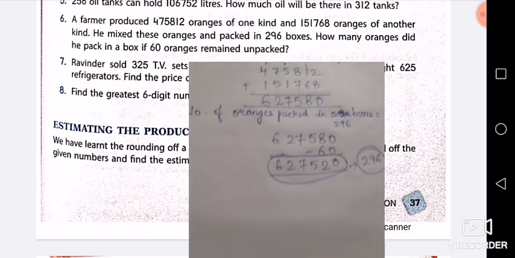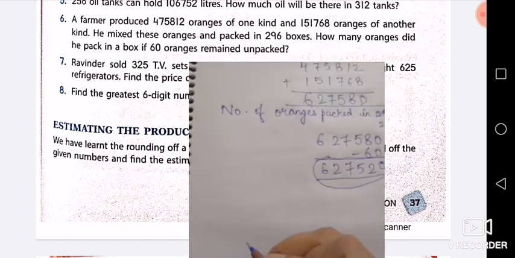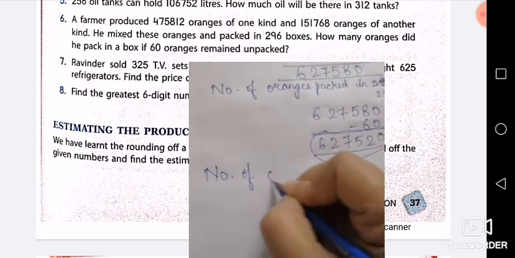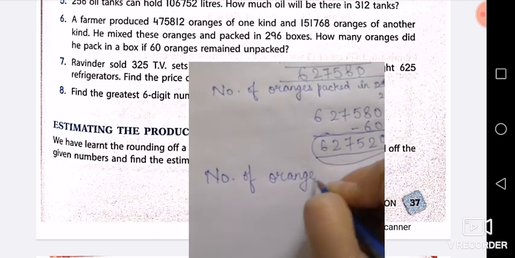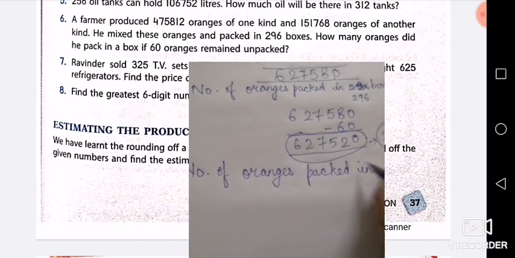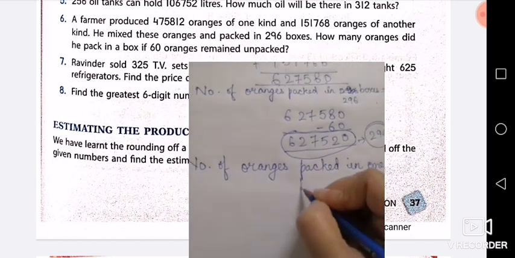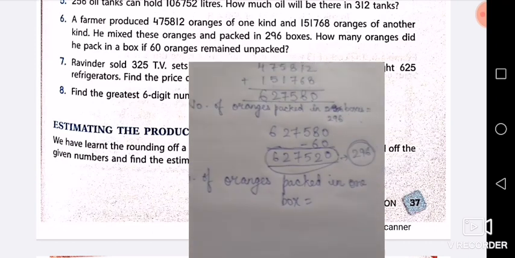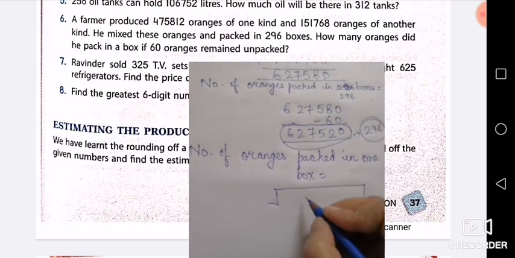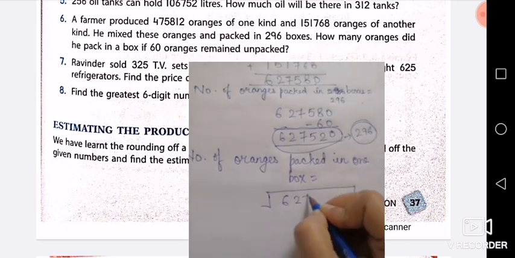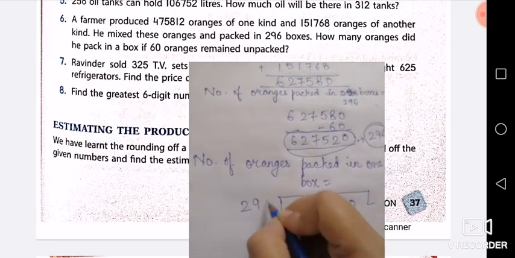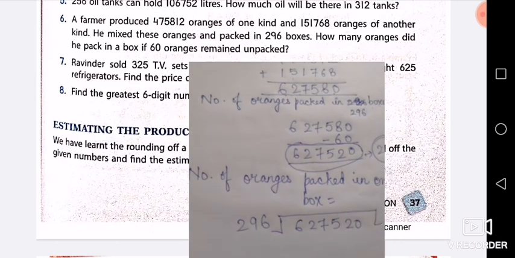296 boxes. So now we have to find out the number of oranges packed in one box. Now you have to find out how many oranges were packed in one box. So what will we do? Here the concept of many and one is there. So this 6,27,520 will be divided by 296. So we'll do the division now.